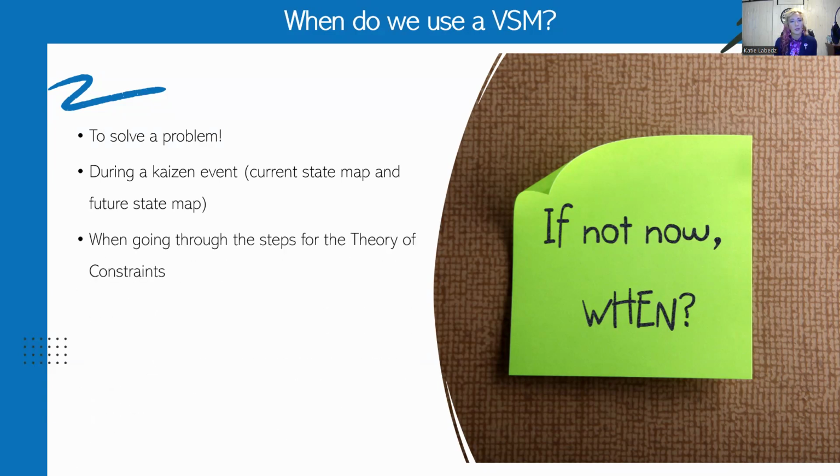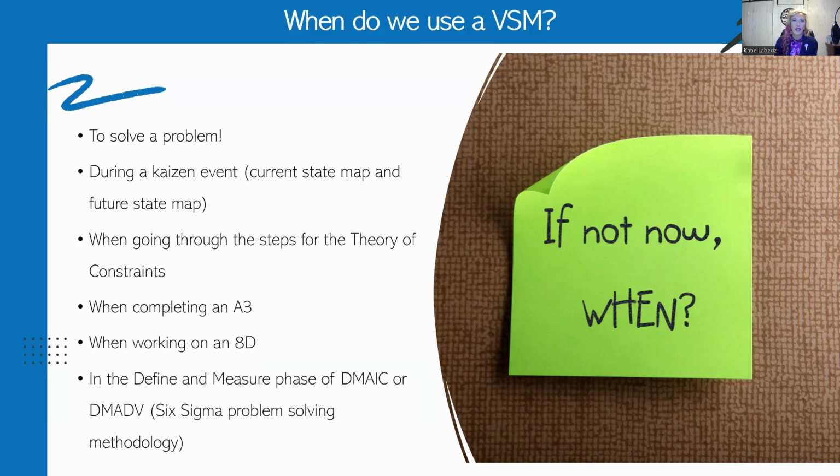We use it when we're going through the steps for the theory of constraints. We use it when we're completing an A3 for the A3 problem solving methodology, or when you're working on an 8D, which stands for 8 disciplines, or in the define, measure, and actually in the improve phase of DMAIC or DMADV, which are Six Sigma problem solving methodologies.